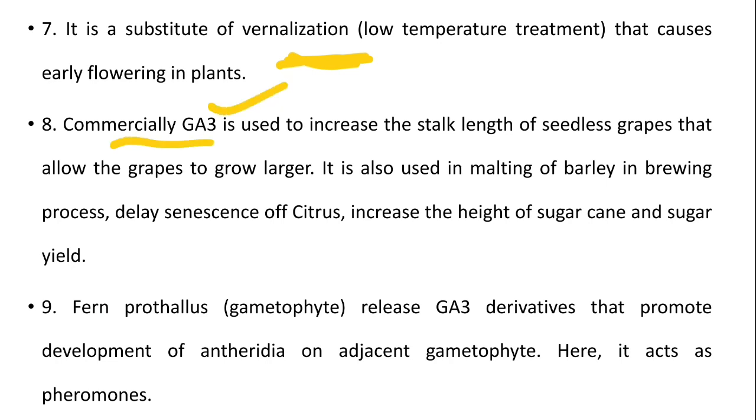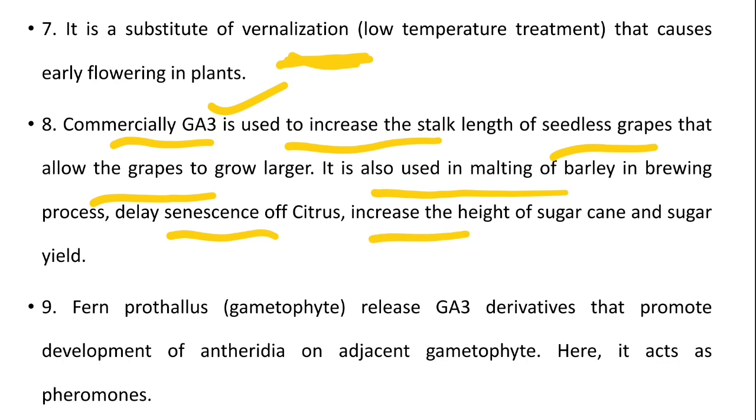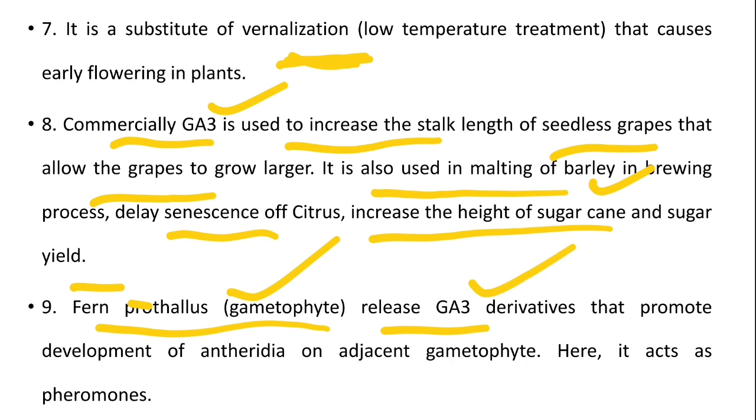Then commercial GA3 is used to increase stalk length of seedless grapes and allow grapes to grow larger. Then it is also used in malting of barley in brewing process. It delays senescence of citrus, increases the height of sugarcane and sugar yield. Then fern prothallus, which is the fast-forming gametophyte of fern, releases GA3 derivative that promotes the development of antheridia on adjacent gametophyte. Here it acts as a pheromone.